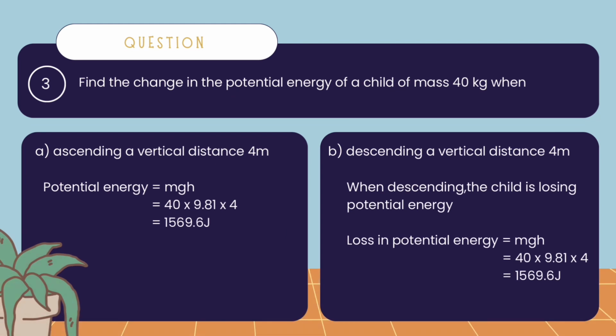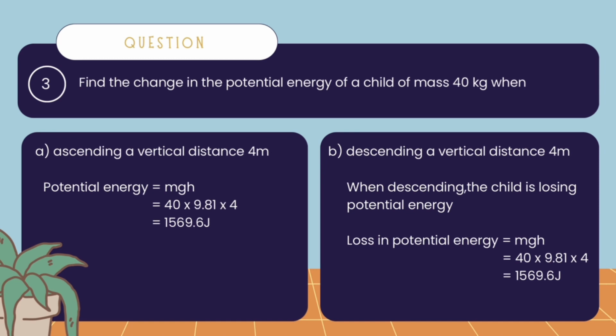After that, we will look at a question that involves potential energy. The question is, find the change in the potential energy of a child of mass 40 kg when A, ascending a vertical distance of 4 meter, and B, descending a vertical distance of 4 meter. First, we look at A. We must find the potential energy of a child when ascending a vertical distance of 4 meter.